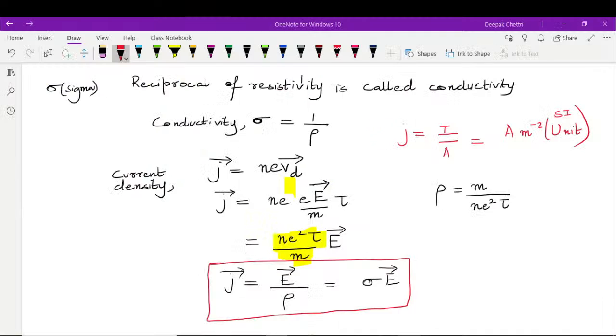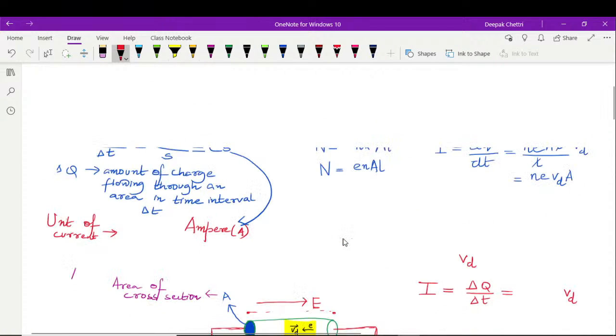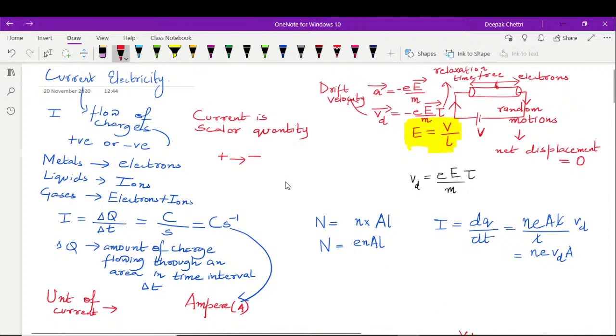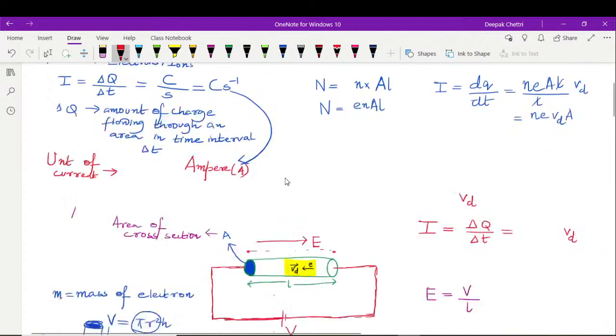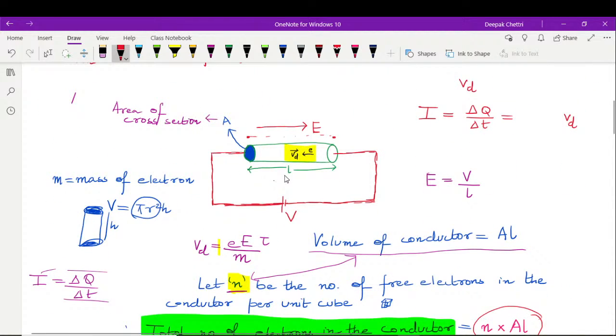Okay, so I'll just give you a recap, right? So how did we start? So this is all yesterday's thing. I was just giving a revision here. I was trying to find a formula for I, current. So I took a conductor whose length is small l, and the area of cross section is capital A, and this conductor is connected to a battery which can supply potential difference of capital V. Because of this potential difference I get an electric field, and the relationship between electric field and potential is E is equal to V by L, where L is the length.